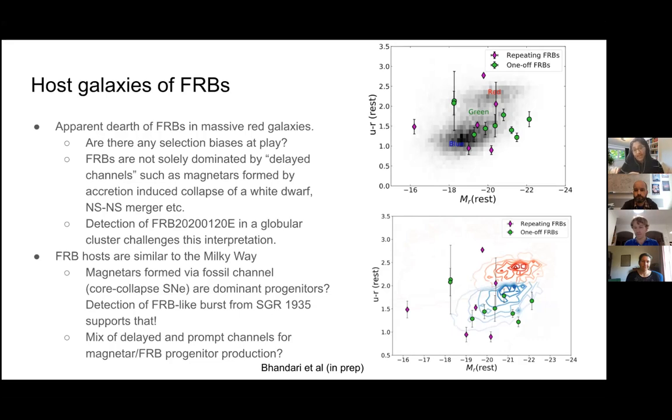But if we look at that and then compare the results of FRB 20200120E, this FRB localized in the galaxy M81, it's coming from a globular cluster. So that challenges this interpretation, because if it's coming from a globular cluster, it has to be an older stellar population. So it's interesting, and it will be good to discuss this.